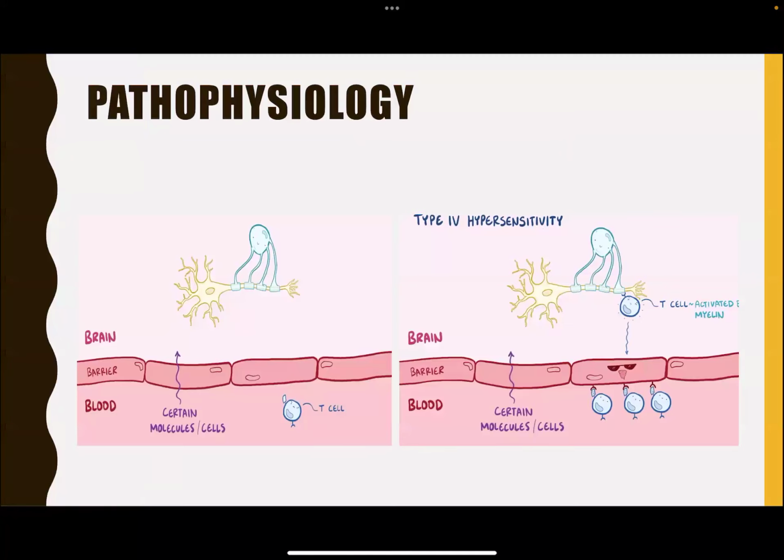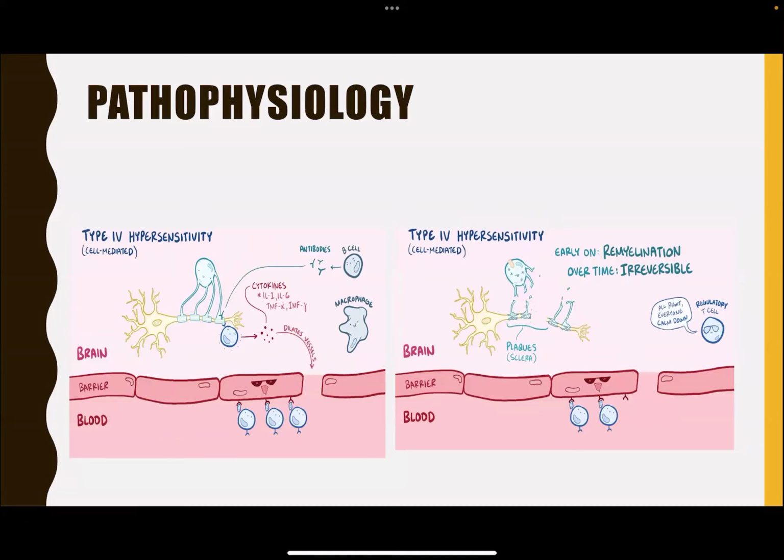Now I'm going to explain more about the pathophysiology of the disease. People with MS will express a surface molecule which allows the T cell ligand to bind to them. Therefore, the T cell will transfer from the blood to the brain directly, and in the brain, the T cell will get activated once it binds to the myelin on the nerve. Once activated, the T cell will increase the expression of the surface molecule on the blood-brain barrier. Therefore, it will allow more T cells to bind and more T cells to migrate in, which is a type 4 hypersensitivity reaction.